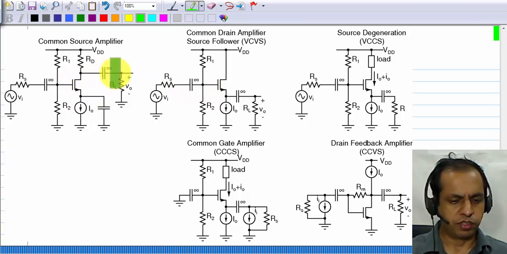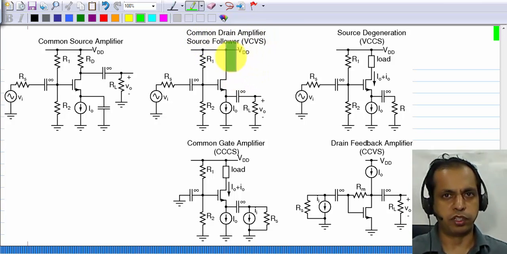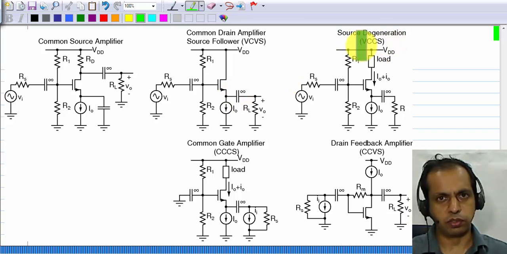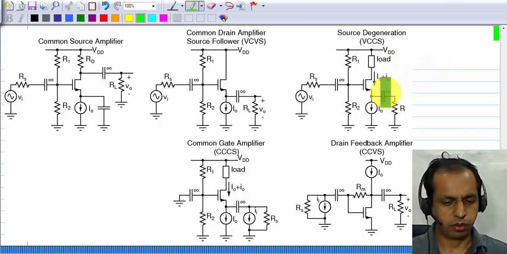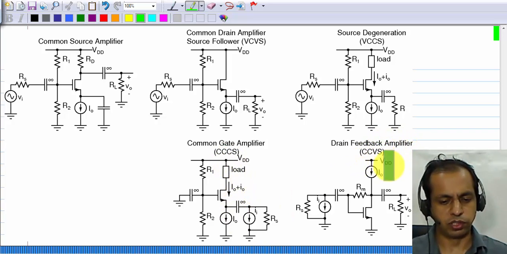And after this we discussed the controlled sources. So we have the common drain amplifier, or the voltage controlled voltage source here, and source degeneration, or the voltage controlled current source over there. I have shown the load as something in series with the drain. You can also use an inductor and AC couple the load. We also have the common gate amplifier, which is a current controlled current source, and a drain feedback amplifier, which is a current controlled voltage source.